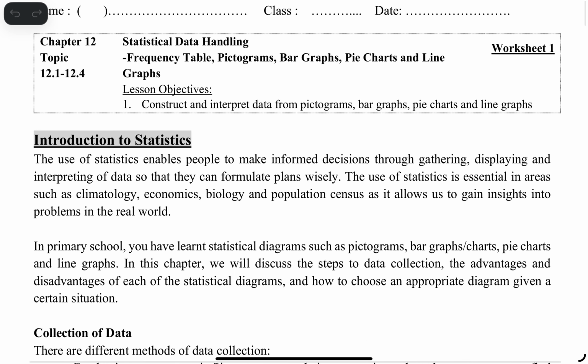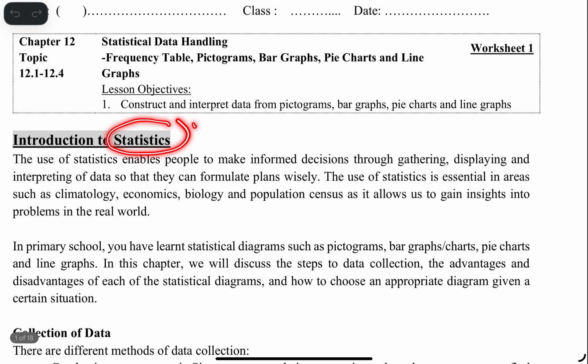This topic is called statistics. What does statistics mean? Statistics are just numbers that people see, and we use statistics to make informed decisions through the gathering, displaying, and interpreting of data so that people can use these numbers to make decisions wisely. So I'll show you some simple examples.